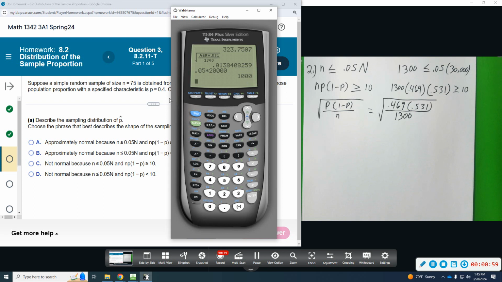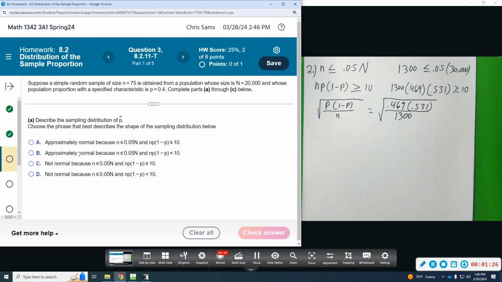We are less than 5% of the population. The second criterion is we're going to multiply n times p times 1 minus p. So n is 75, p is 0.4, so 1 minus 0.4 will give us 0.6. So 75 times 0.4 times 0.6. This number needs to be greater than 10, and it's 18. So both of these criteria check out, so we can say that this is approximately normal because we are less than 5% of the population, and we are greater than 10.